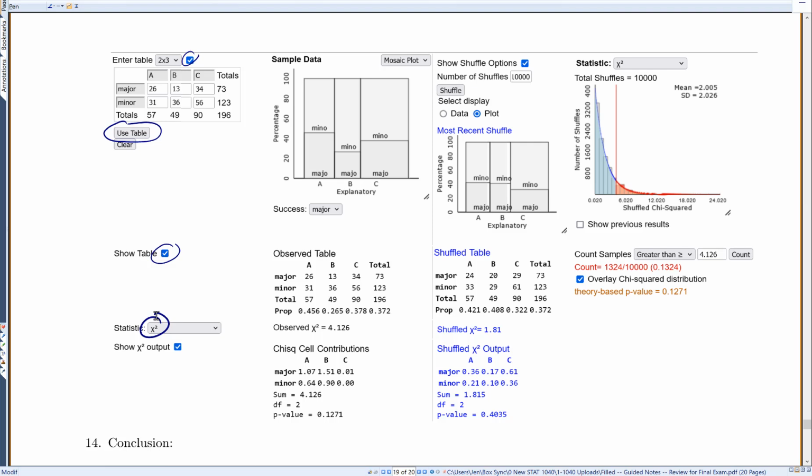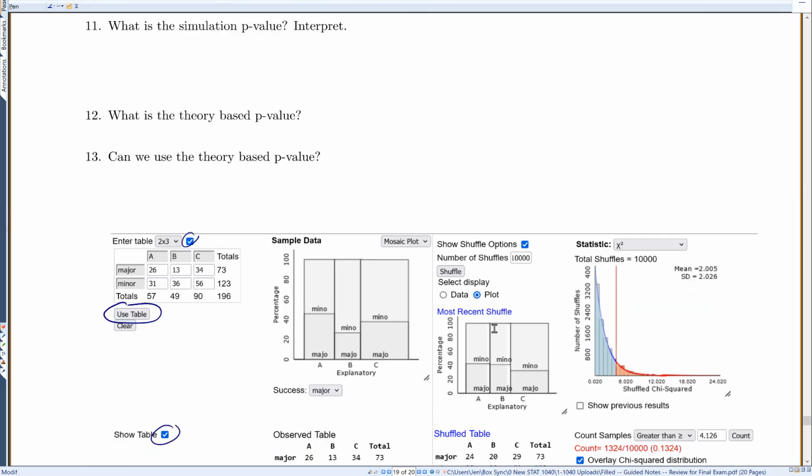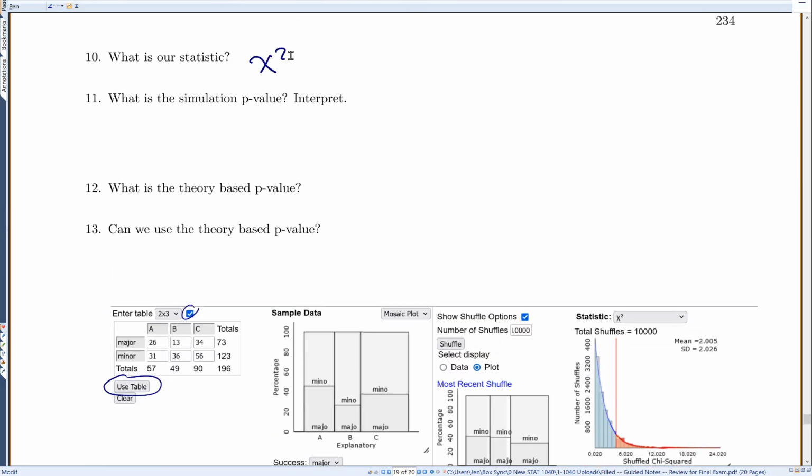Choose your statistic to be chi-squared. You have to do that. And I like to click show chi-squared output. So here's my table with my proportions, and here's my statistic: chi-squared equals 4.126. I apologize, 4.126.